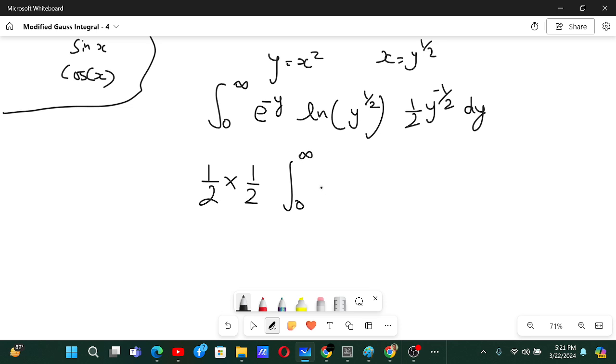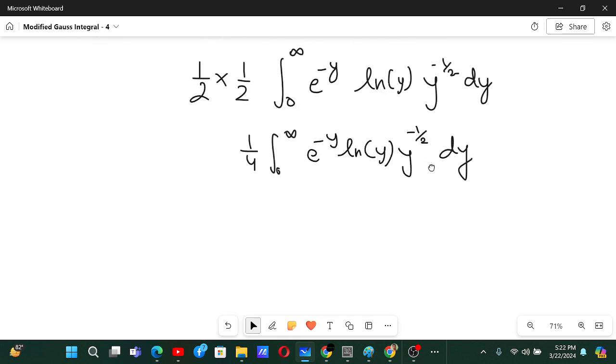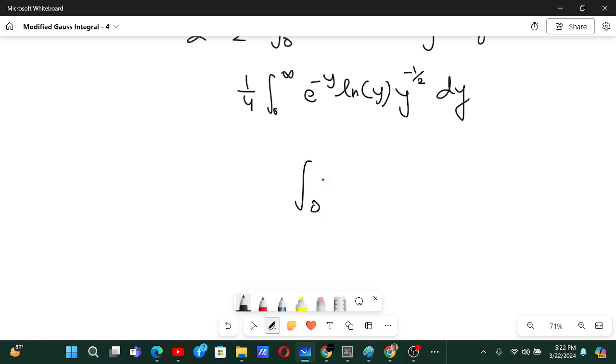Integral from 0 to infinity e to the power minus y ln of y times y to the power minus 1 by 2 dy. Now this is a standard integral, and there are some standard ways to solve this. First of all, let me write it in a proper way, then I will share the way that people solve these sorts of integrals. Now the standard way is, we have this thing: integral from 0 to infinity e to the power minus t, t to the power x minus 1 dt.